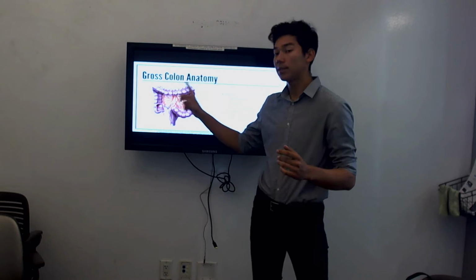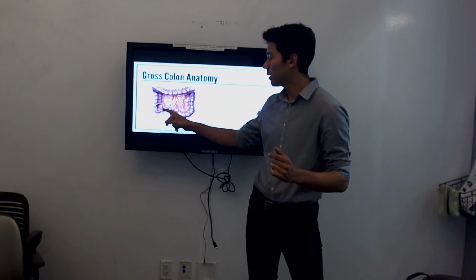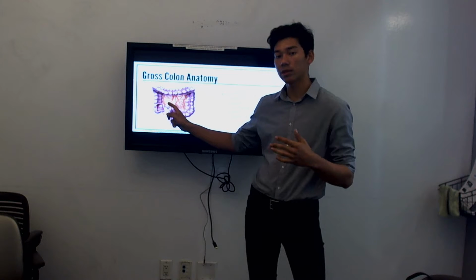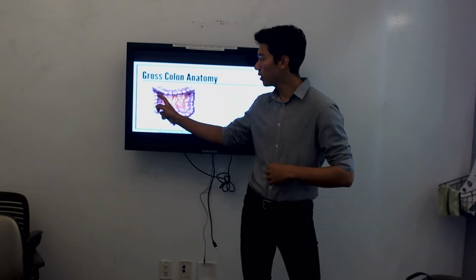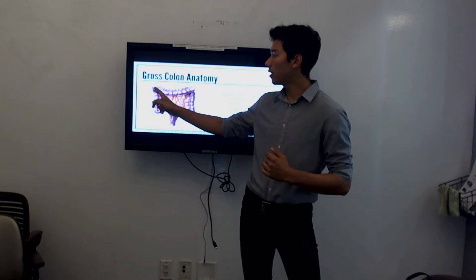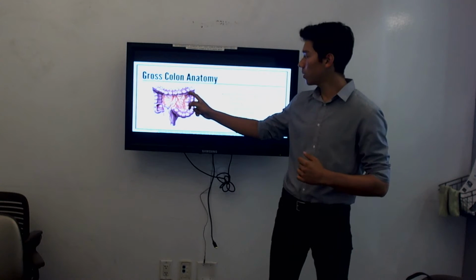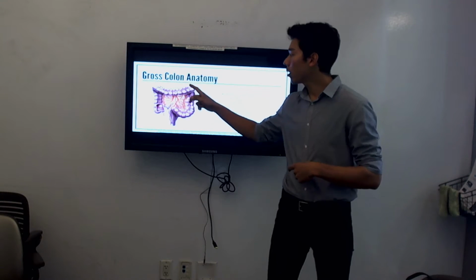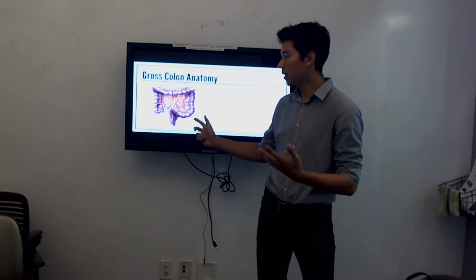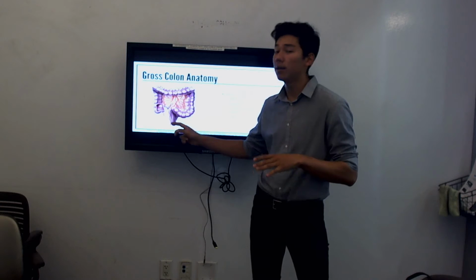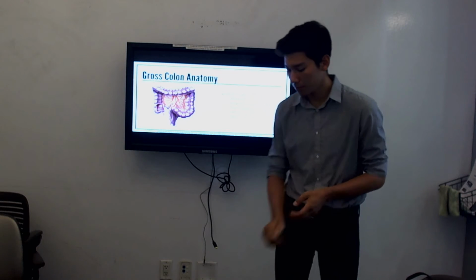The way that food passes through, it starts at this point where the small intestine connects to it. And then food will move up the ascending colon to the right colon flexure. Then it will cross the transverse colon, going to the left colon flexure, going down the descending colon, hitting the sigmoid colon, and then eventually hitting structures like the rectum and then eventually the anus.